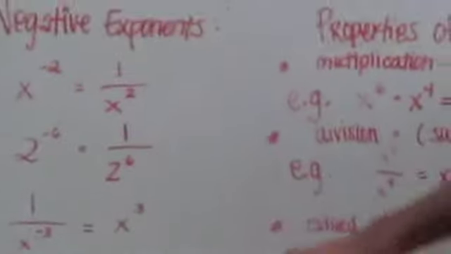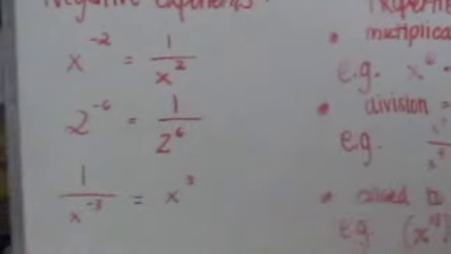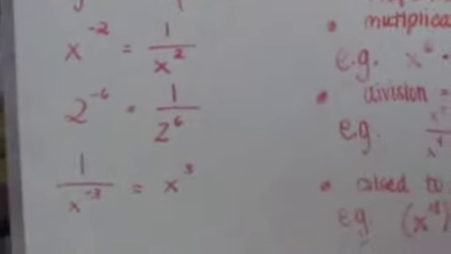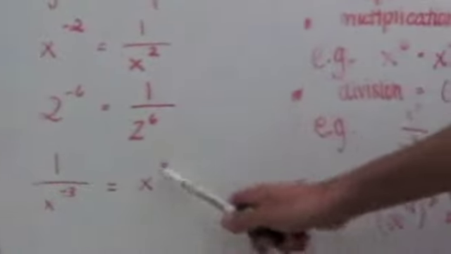A more advanced example is 1 over x to the negative 3. To get rid of that negative again, you're going to flip it over, and now you're going to have x to the third. And that's how you make your exponents positive.